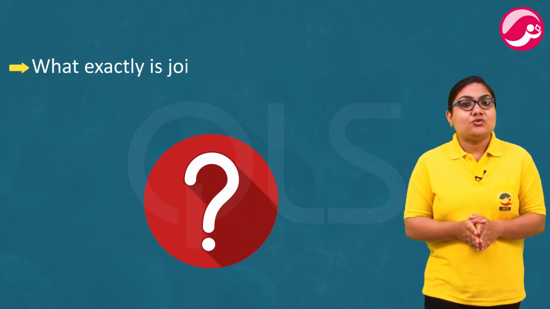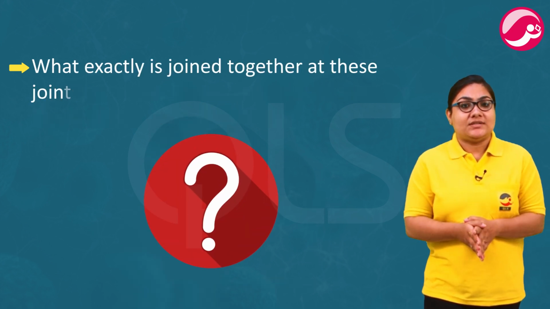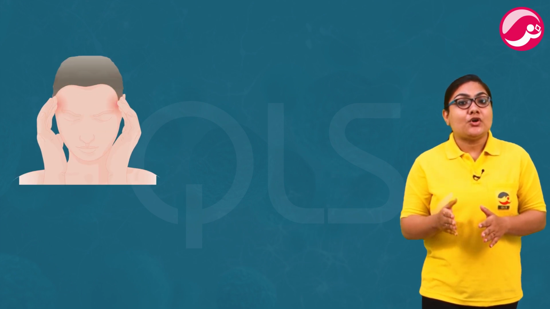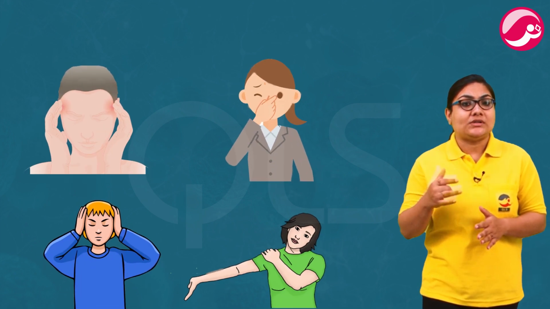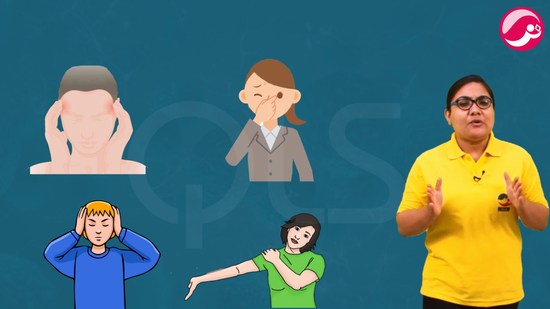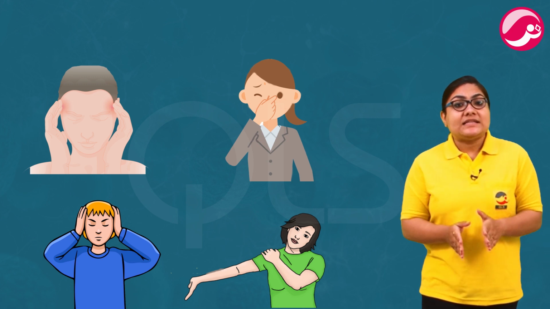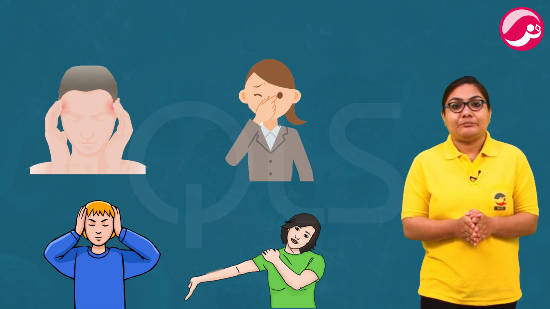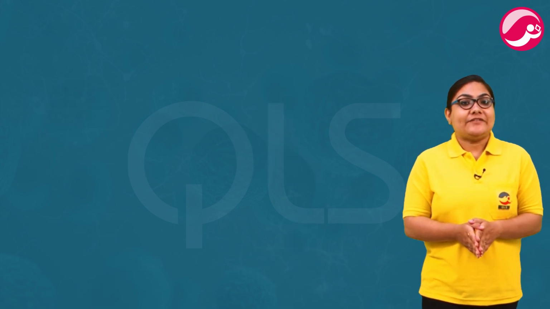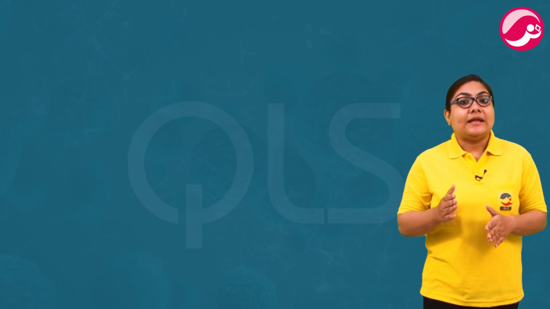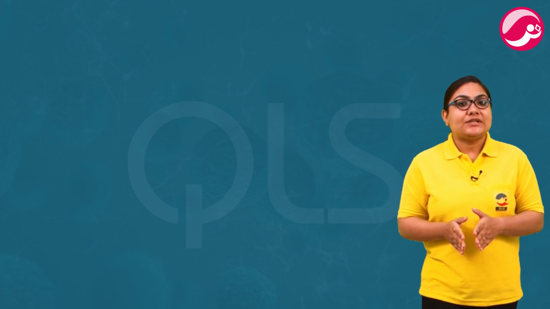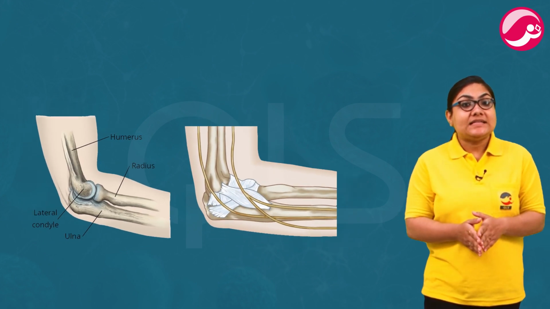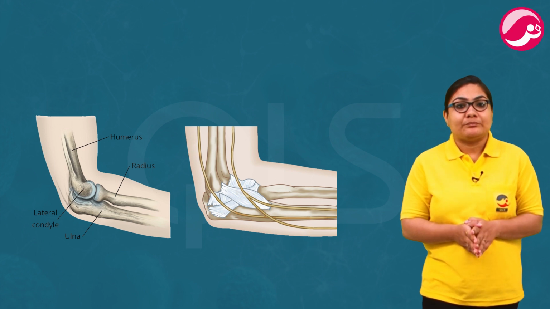What exactly is joined together at these joints? With the help of your fingers, try to press your head, nose, ears, shoulders. You might feel something very hard. The hard substance is the bone. Bones cannot be bent. So how are we able to move our arms and bend our elbows? Actually, our arms have bones joined together at the elbow. Hence, we can bend our arms.